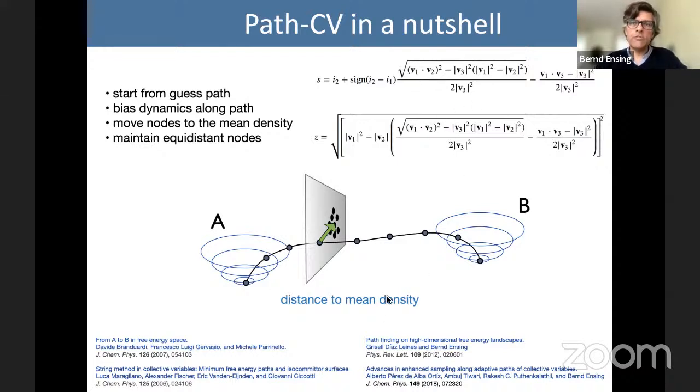I will talk about these formulas later, but it's a way to project any point in this space on this path. So wherever I am in this space of collective variables, can I say where I am between A and B? If I call A 0 and B 1, where am I between 0 and 1? Am I here at 0.5 or 0.6? So I need some projection, and that's done with these formulas. So we'll talk about that as well.